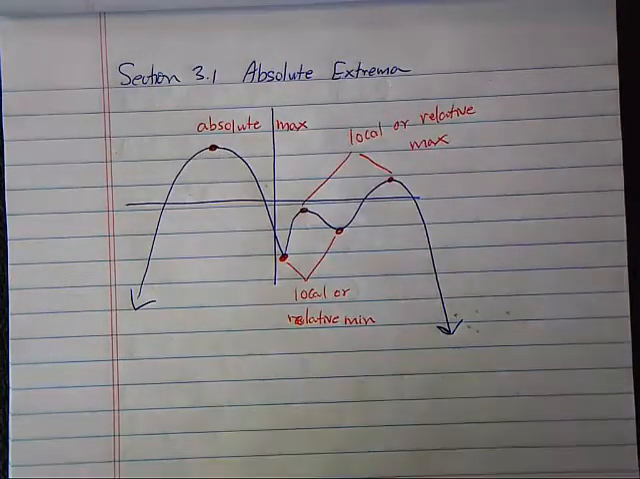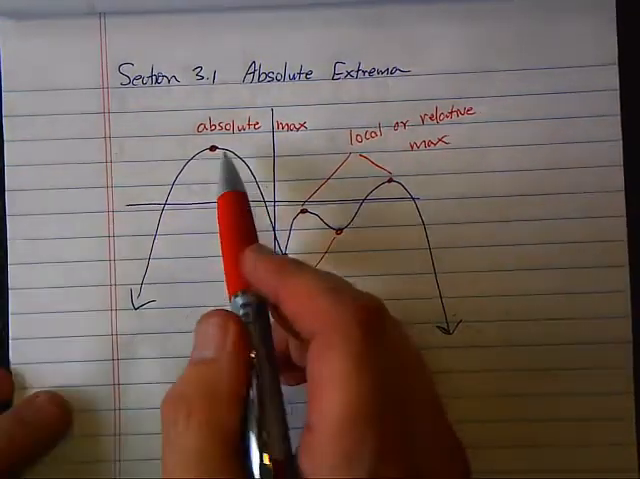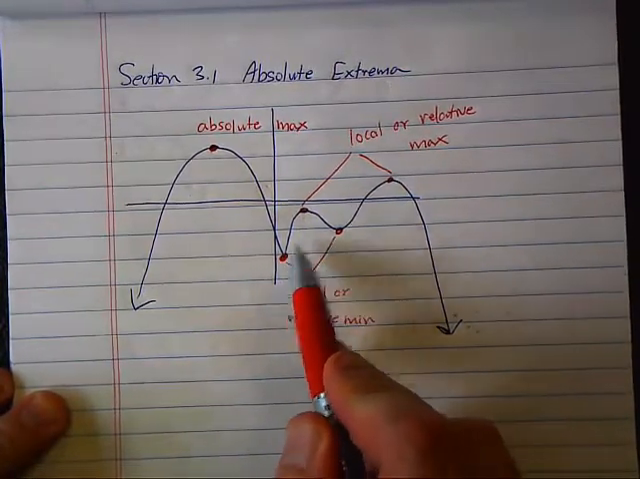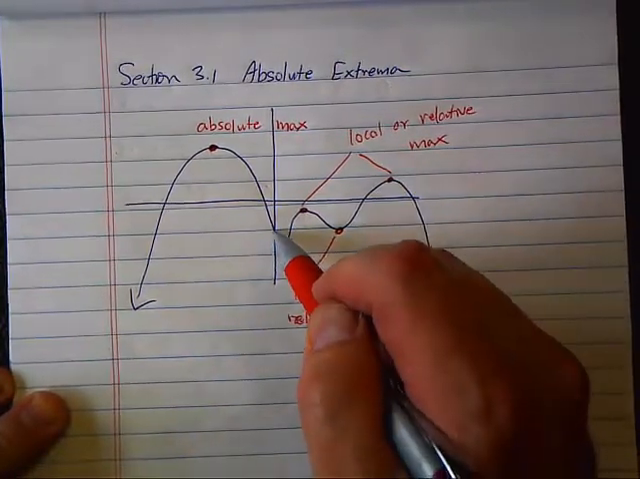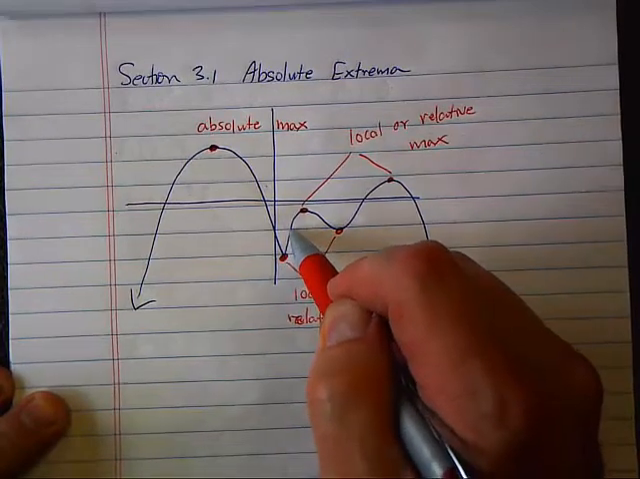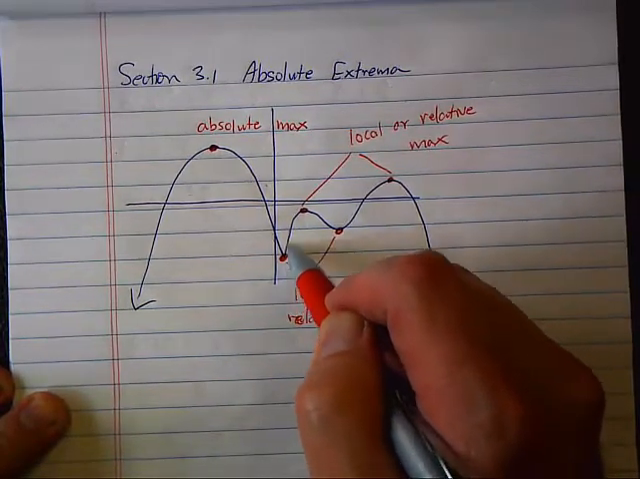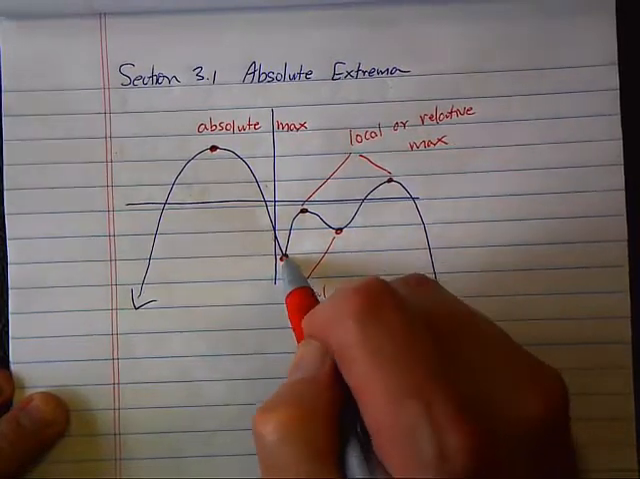Now, interesting things are happening at these maximums and these minimums. Let's deal with this minimum first. At this relative minimum right here, we have a sharp corner. What can you tell me about the derivative when you have a sharp corner like that? The derivative does not exist. So at this point right here, f prime of x is undefined.